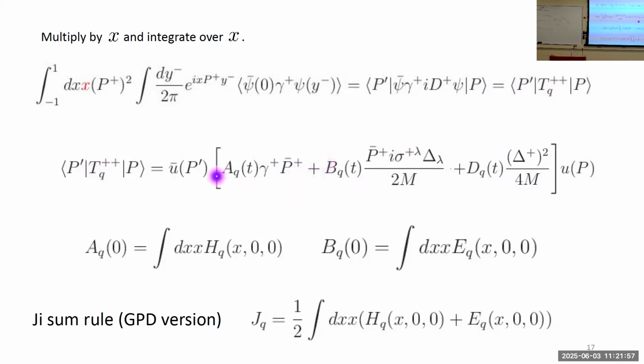And so that means that these A and B form factors are given by the second moment of the GPD H and E respectively. So that means that you can write the J sum rule in a different way using the second moment of the GPDs. That's a different version of the J sum rule. It's the same formula, but just written in a different way. Previously, I wrote it in terms of A and B, but I can express it as a second moment of GPD H and GPD E.